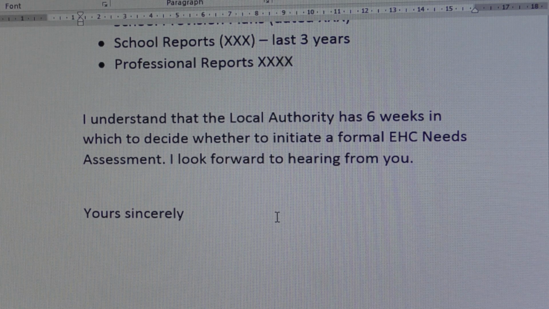The SEN system is one that was designed to enable parents of all abilities and all means to be able to access it, and to kick it off, the process is relatively straightforward. You just need to know what to include in your request and where it needs to go. So that's how you put together a request for an EHC needs assessment. It's very straightforward, and hopefully this video gives you the confidence to be able to make your own written requests and not have to spend a lot of money seeking advice.